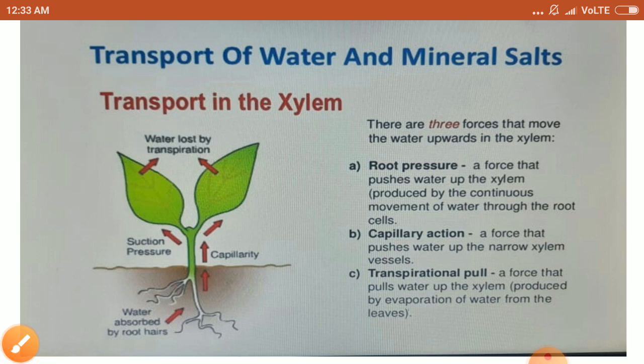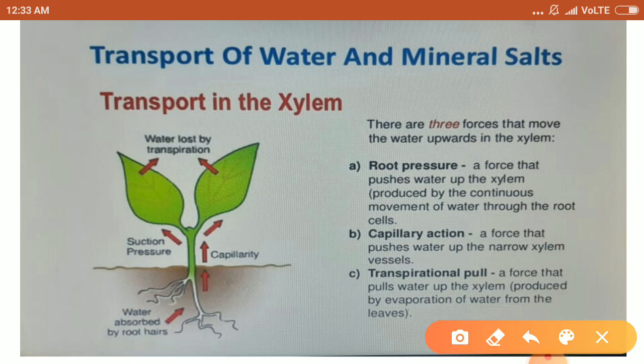Now the second one is capillary action. It is a force that pushes water up the narrow xylem vessels. In capillary action, we can understand this in this manner. The water and minerals are absorbed by land plants from the soil where they are present in the form of soil solution. The main water absorbing organs are root hairs.